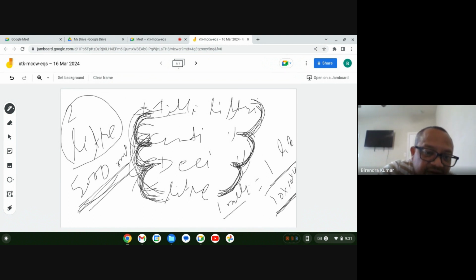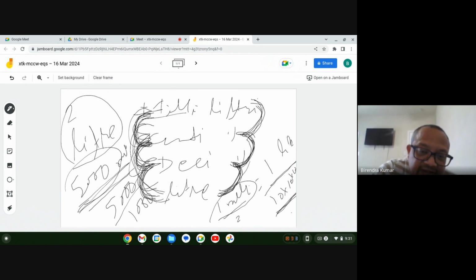Now I have 5,000 milliliter. That means 1 milliliter is equal to 1 by 1000. So 2 will be 2 by 1000. 5 will be 5 by 1000. 5,000 will be 5,000 by 1000. And when we divide this, we get value as 5.